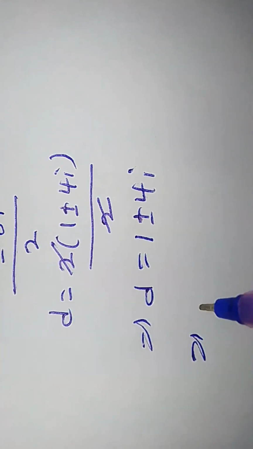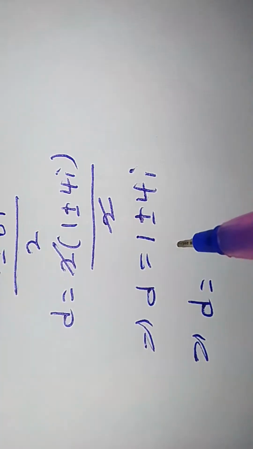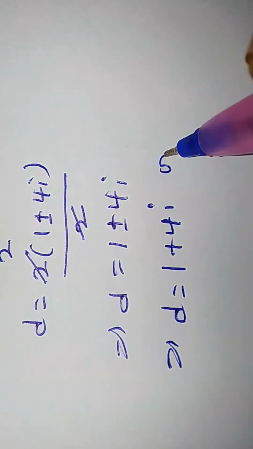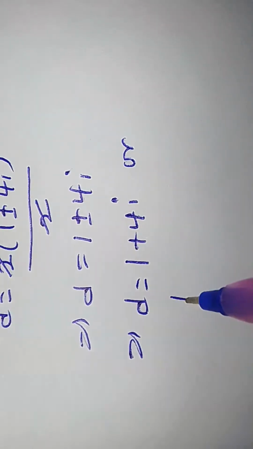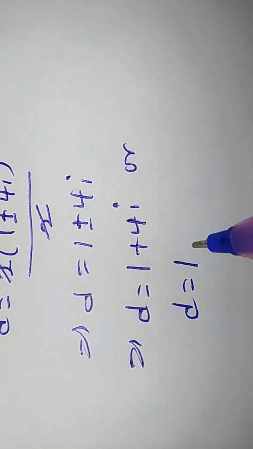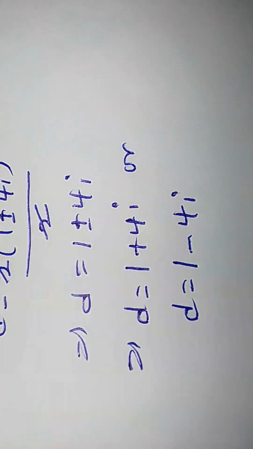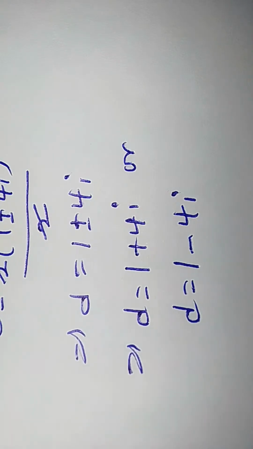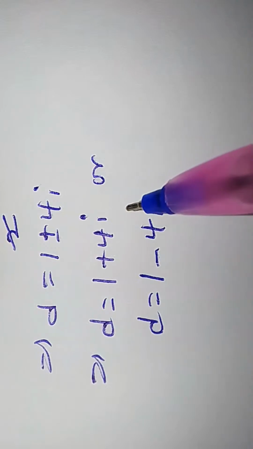This implies that d is equal to 1 + 4i, or d is equal to, considering the negative sign, 1 - 4i. You will notice that we have two complex solutions.